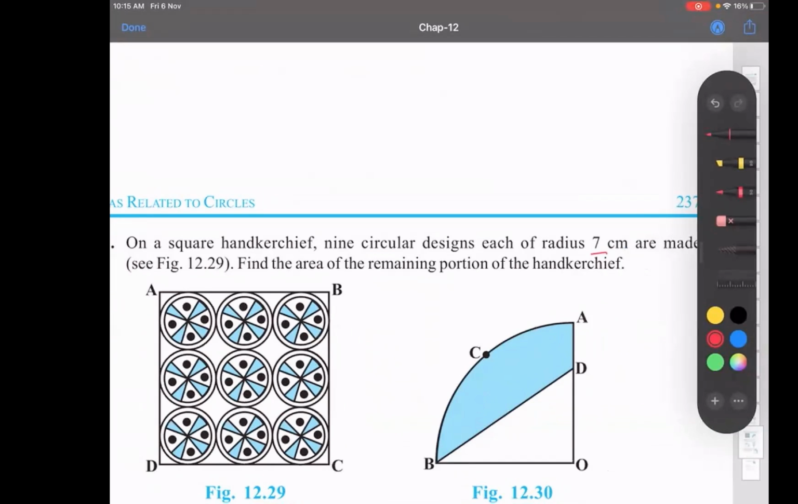You all can easily find this. This is a square. The radius of each circle is 7 centimeter, so how much is the diameter? 14, 14 and 14. So the side of the square is 42 centimeter.